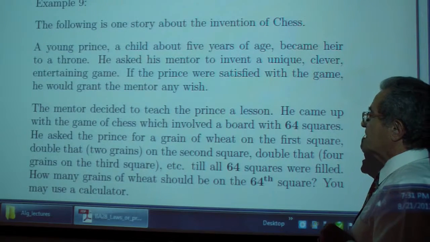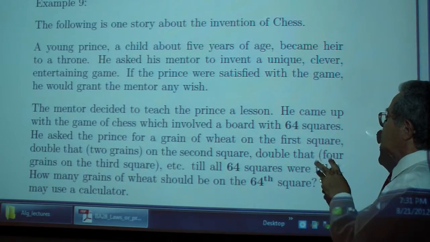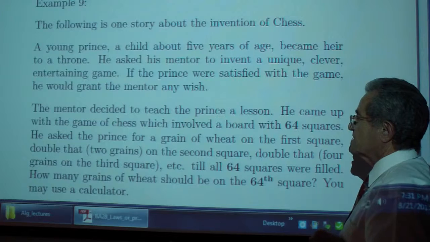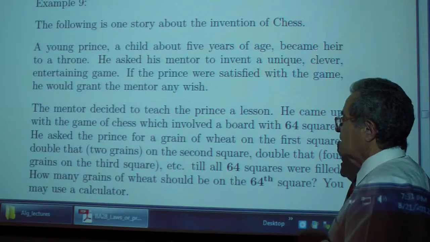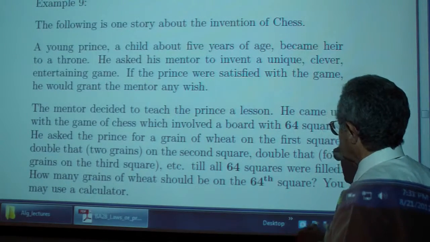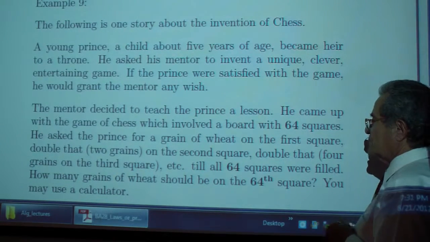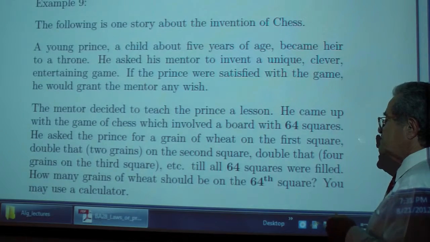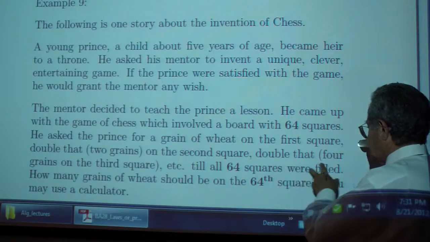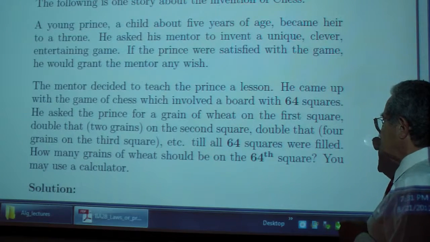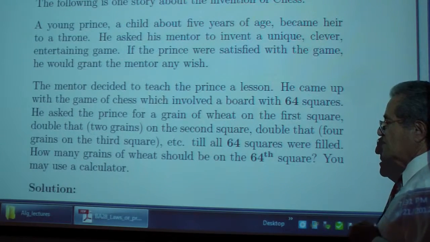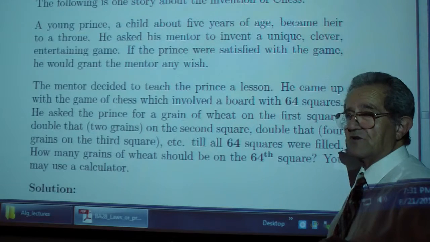He came up with a game of chess which involved a board with 64 squares. He asked the prince for a grain of wheat on the first square, double that or 2 grains on the second square, double that or 4 grains on the third, and so on. Keep doubling until all 64 squares are filled. How many grains of wheat should be on the 64th square? And you can use a calculator.